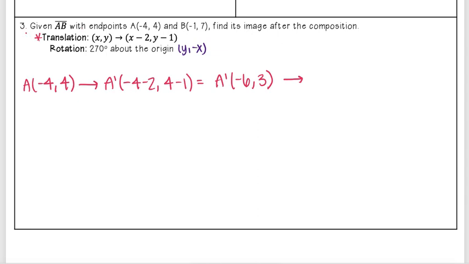And now I need to go to my second transformation. This one's a rotation. So I now want to rotate this point that I just found 270 degrees about the origin. And so that rule is (y, negative x). That means I am switching my negative 6 and 3, but I want to take the opposite sign of my x. And so the opposite sign of negative 6 will be a positive 6.